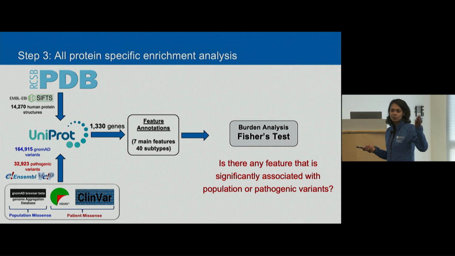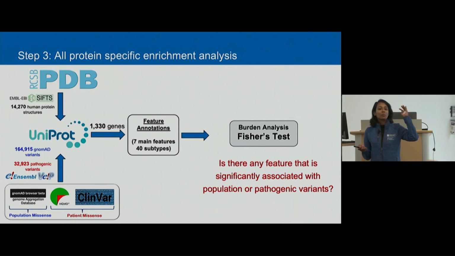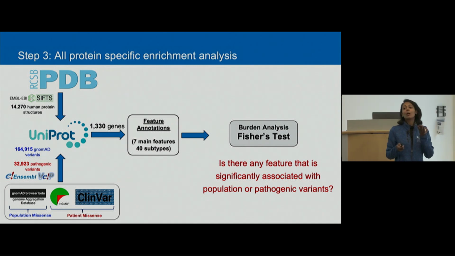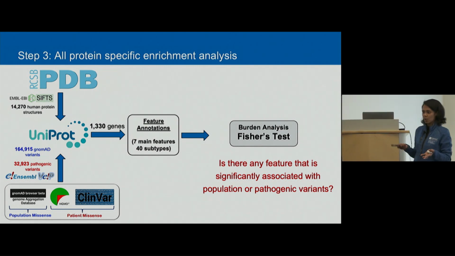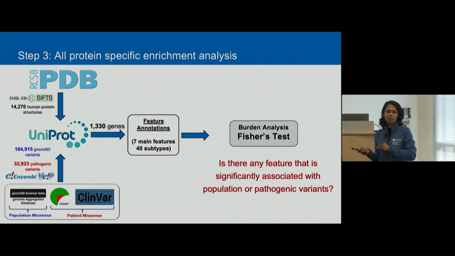For each feature, we count how many of that feature are present in the amino acids affected by population variation, and how many are present for the amino acids affected by pathogenic variation. And we do a comparative analysis to see what are those features where we have a burden of pathogenic mutation compared to the population variation, right? So this is the output that Fisher's test gives us. And then we did it for all 40 features.